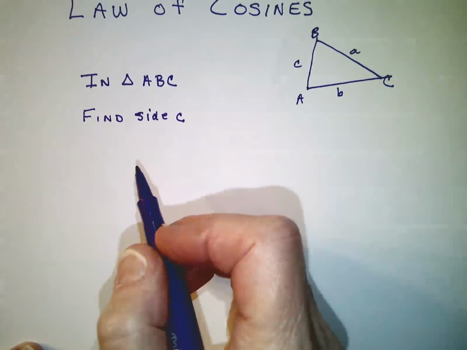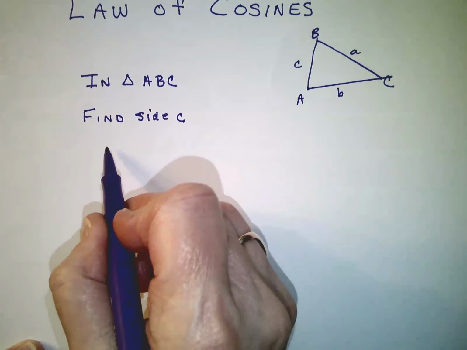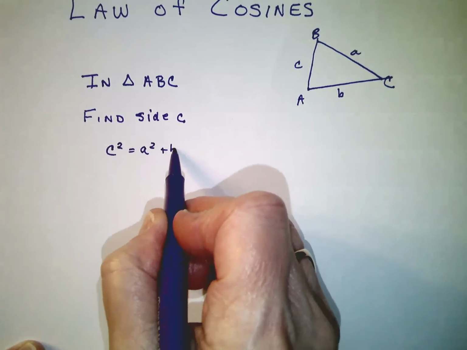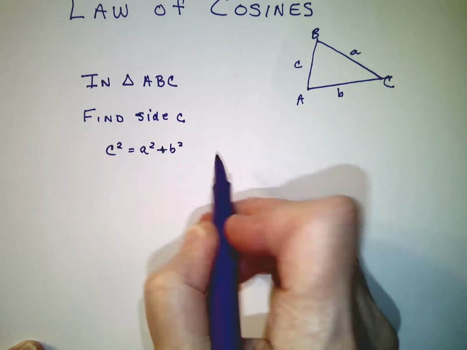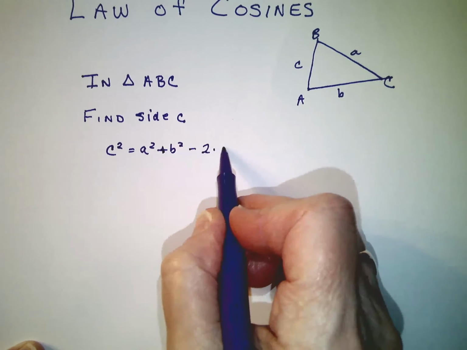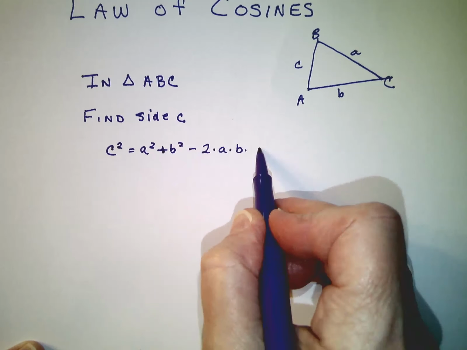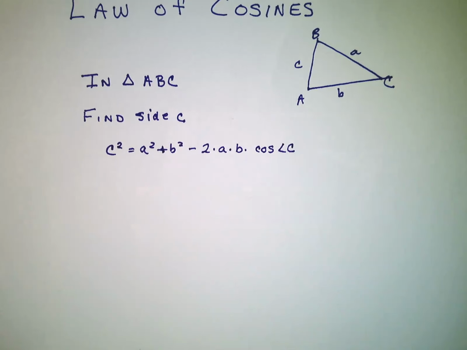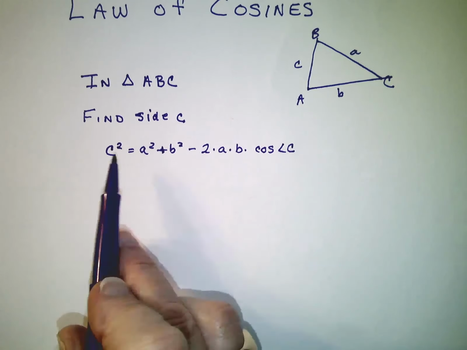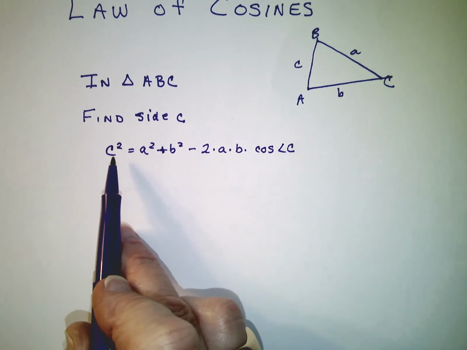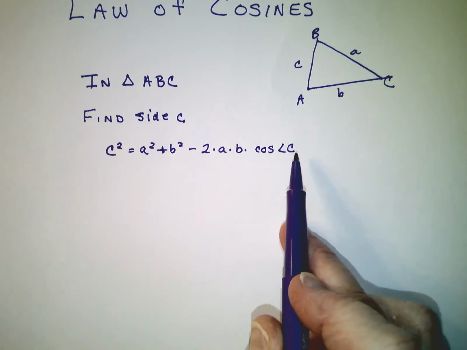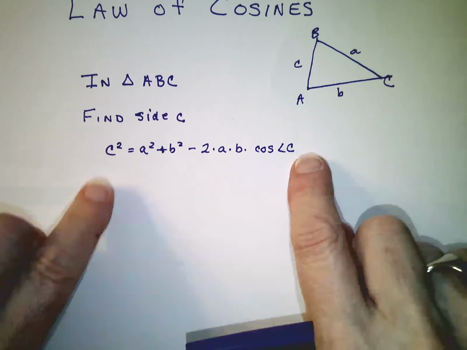So the law of cosines is going to start out c squared equals a squared plus b squared minus 2 times a times b times the cosine of angle C. Side c is not trying to be anybody's hypotenuse. It's not even trying to be the longest side. It's simply opposite angle C. And that's a key point.